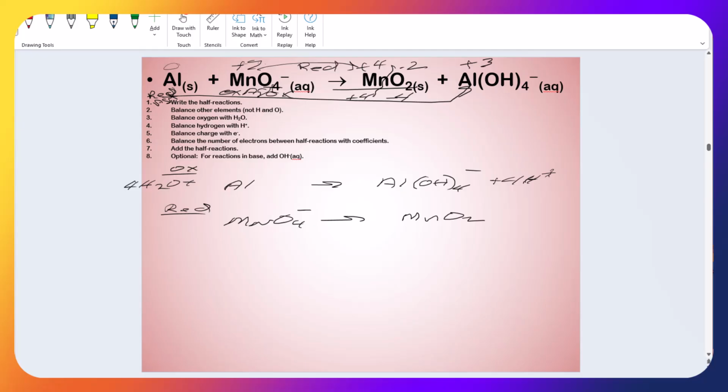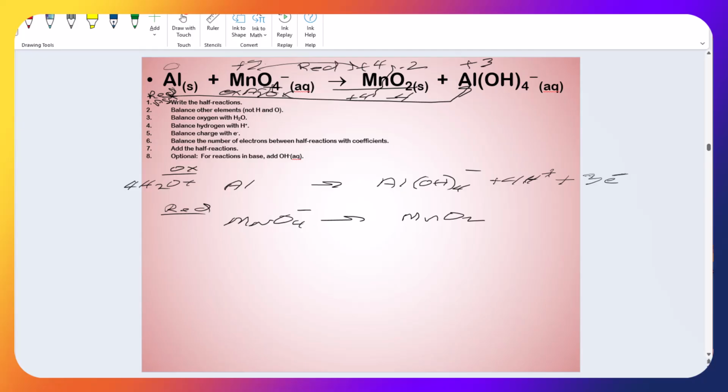Now we need to balance charge. I have no charge on the reactant side. This is oxidation, so we know the electrons have to go over here. And so I've got a negative charge and 4 plus 1, so I need to add 3 electrons. 3 electrons, 3 negative charges, plus this negative charge, give me 4 negatives, plus 4 positives, give me 0, which is what I have on the reactant side.